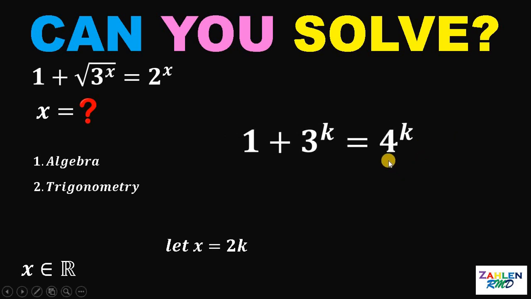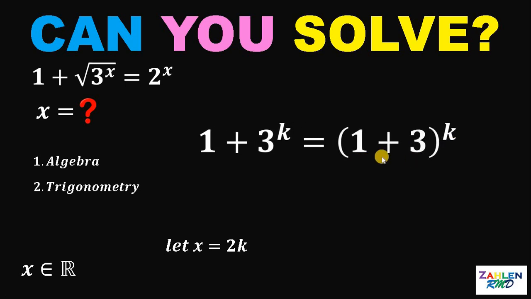Now, let's focus on this 4 raised to k. This 4 can be written as 1 plus 3. So 1 plus 3 is just 4. Now, again, on the right hand side of this equation, we can use the binomial expansion.